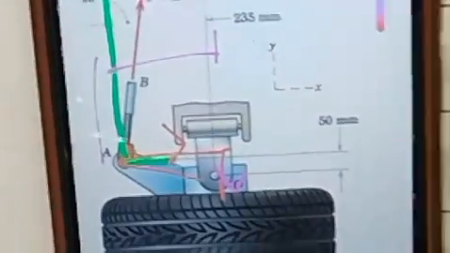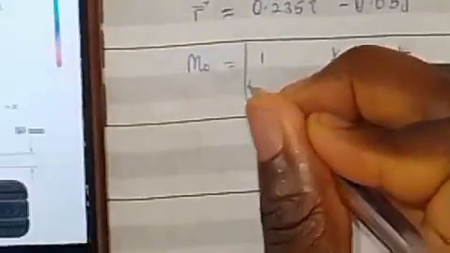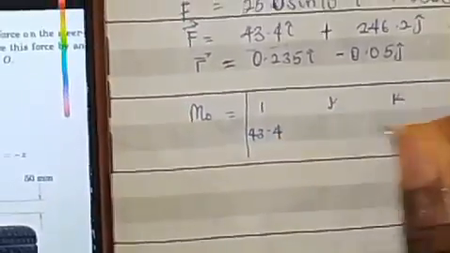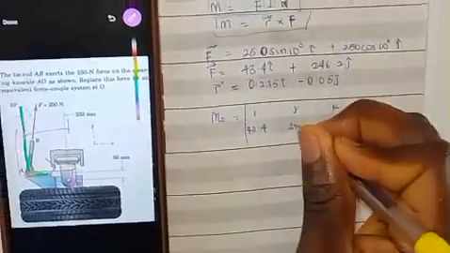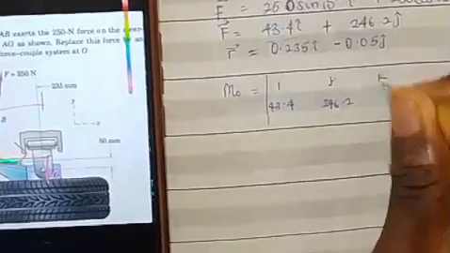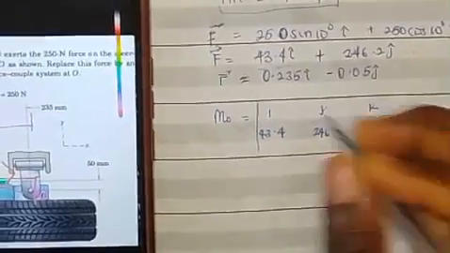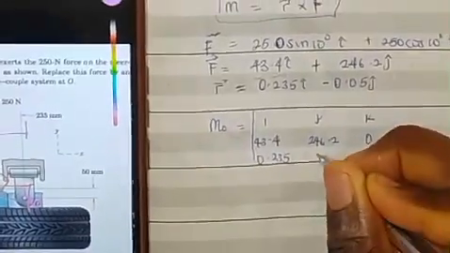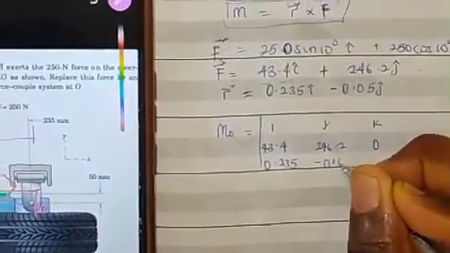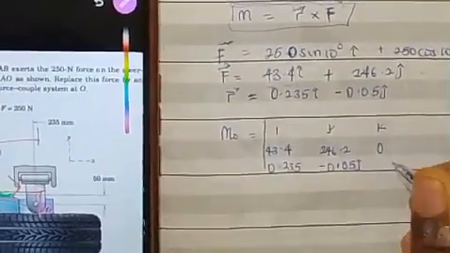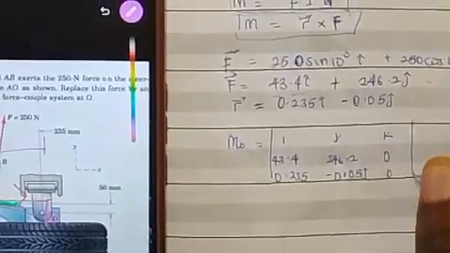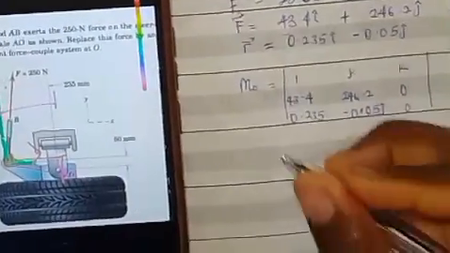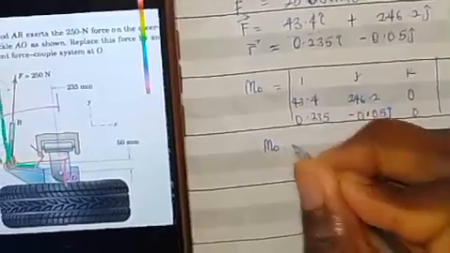So in this case, we know our moment in vector form. We'll be having our I, J, and K. So then we can write this out. We'll be having 43.4 in I direction, then 246.2 in J direction. Then for our K is 0. Then this will be having 0.235 in I direction, then this minus 0.05 in J direction. Then this will also be 0. So that means we'll be having our moment about O equals to.